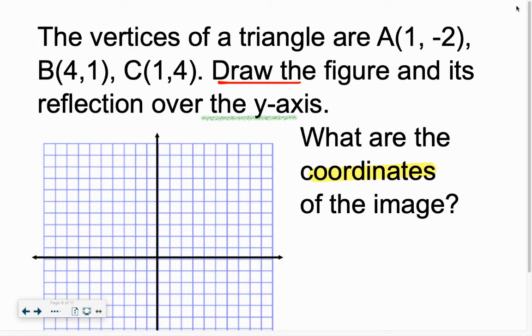So there we go. A at 1, -2. Again, if you want to put a better dot on that, you can do that as well. And that's A, so label that. And then B up at 4, +1: 1, 2, 3, 4, +1. Be very careful, just like on IXL.